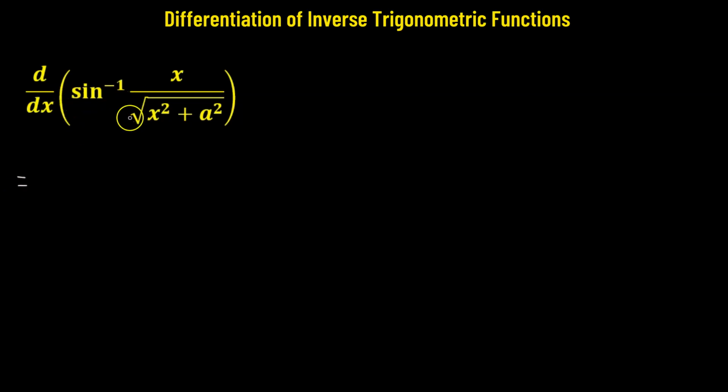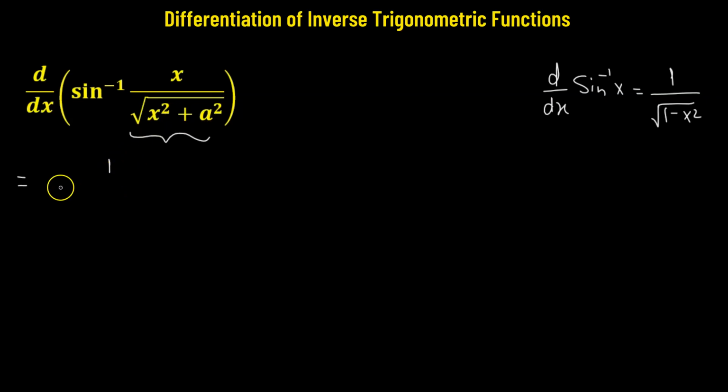So here we have to take the derivative of the inverse sine function. Let's first note down the formula. We have the derivative of sine inverse of x with respect to x, and that's given by 1 over square root of 1 minus x squared. Now what we'll do, we will assume that this x over square root of x squared plus a squared is behaving as x.